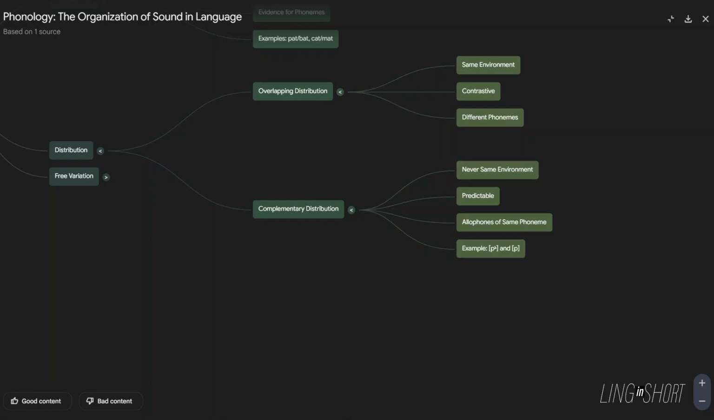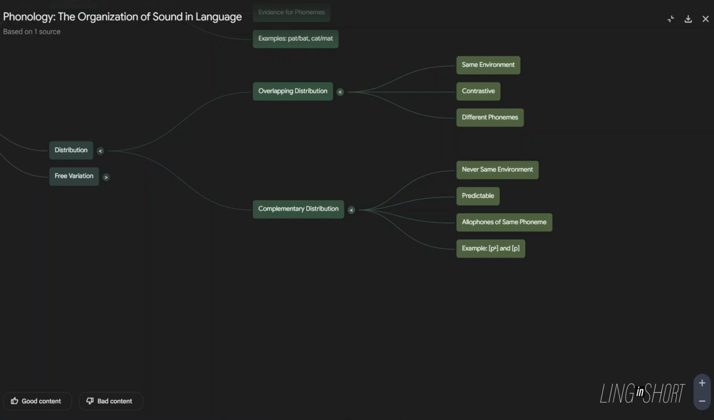Imagine you have a hammer and a screwdriver. Okay. You wouldn't use a hammer to turn a screw, right? Yeah. And you wouldn't use a screwdriver to bang in a nail. They have different, non-overlapping, complementary jobs. Right, got it. So how does this idea of different jobs apply to language sounds?